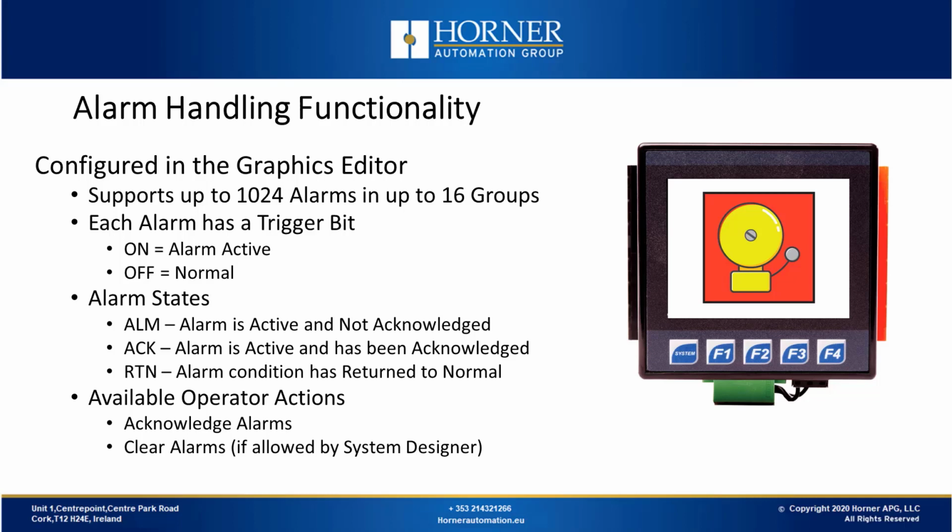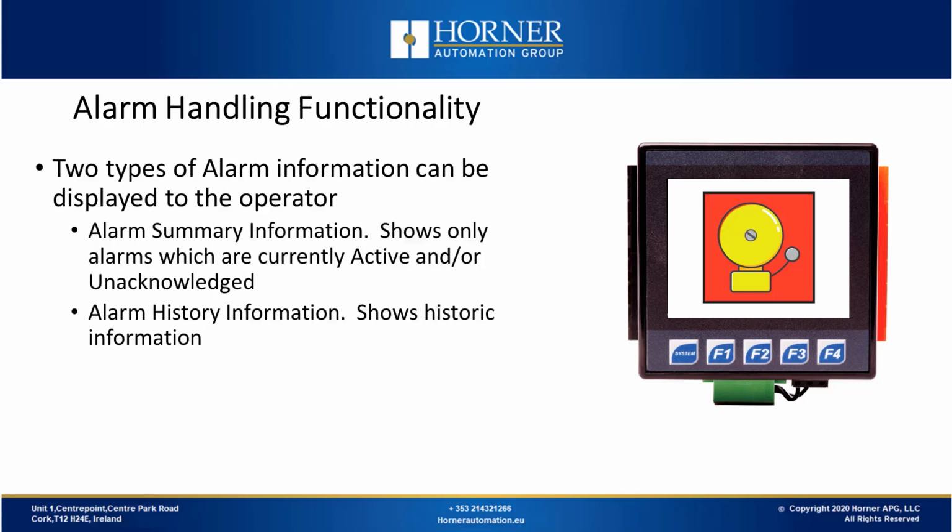An alarm has 3 states to deal with alarm conditions. When the trigger bit is active and not acknowledged, the state is said to be in alarm, abbreviated to ALM. When the trigger bit is active and has been acknowledged, then the state is said to be acknowledged, abbreviated to ACK. When the trigger bit is normal, we call that return to normal, abbreviated to RTN. An operator can acknowledge and clear alarms as needed, as long as the system designer allows them to.